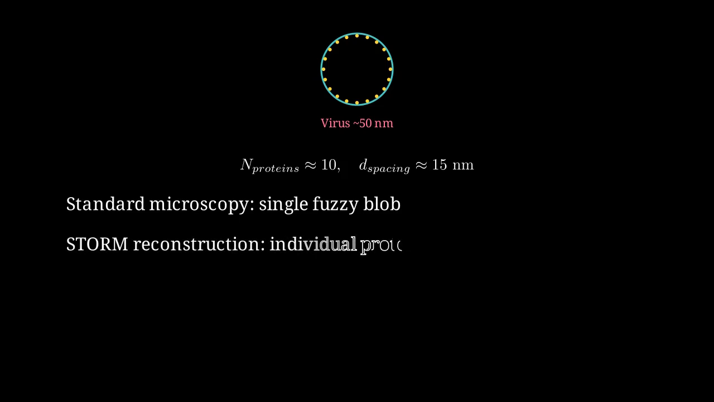But with STORM, acquiring 20,000 frames over 15 minutes, we reconstruct individual protein positions, revealing the discrete spike distribution. With 3,000 photons per localization, we achieve about 3 nanometer precision, more than sufficient to resolve 15 nanometer spacings.